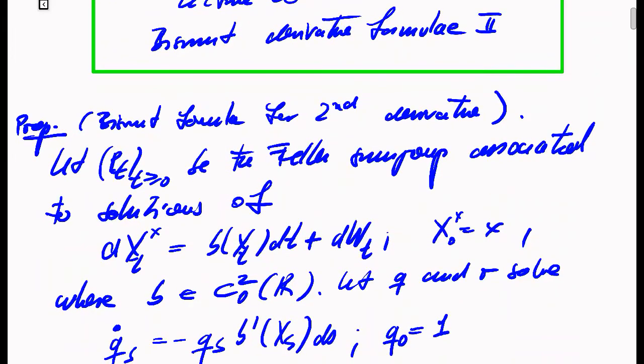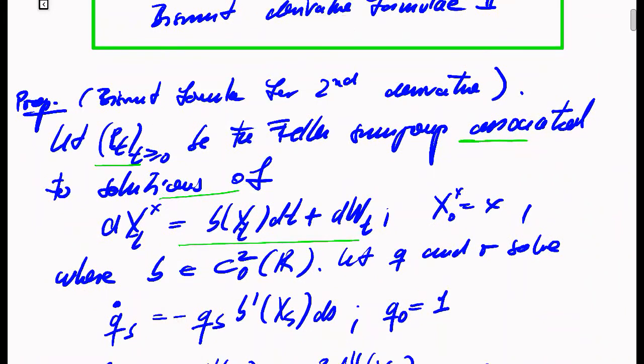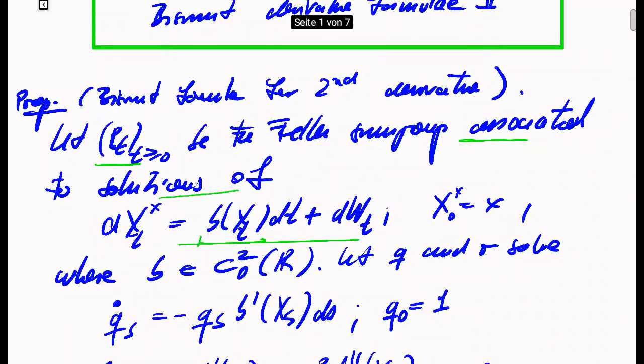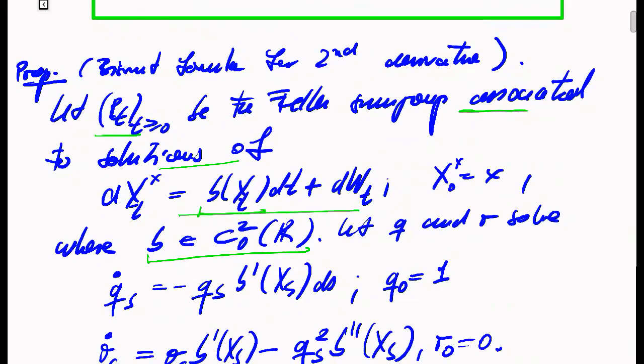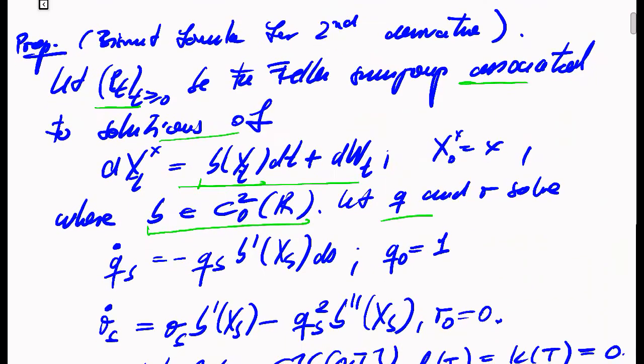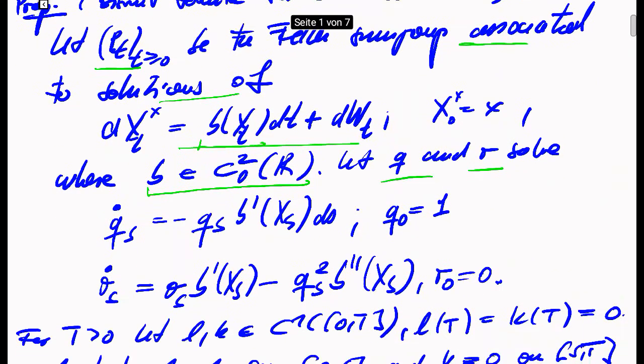Let P_T be the Feller semigroup which is associated to solutions of our stochastic differential equation in one dimension, where sigma is confined to be identity and B is in this case a C2 smooth function or vector field. And let Q and R be solutions to the following ordinary differential equations with random data.